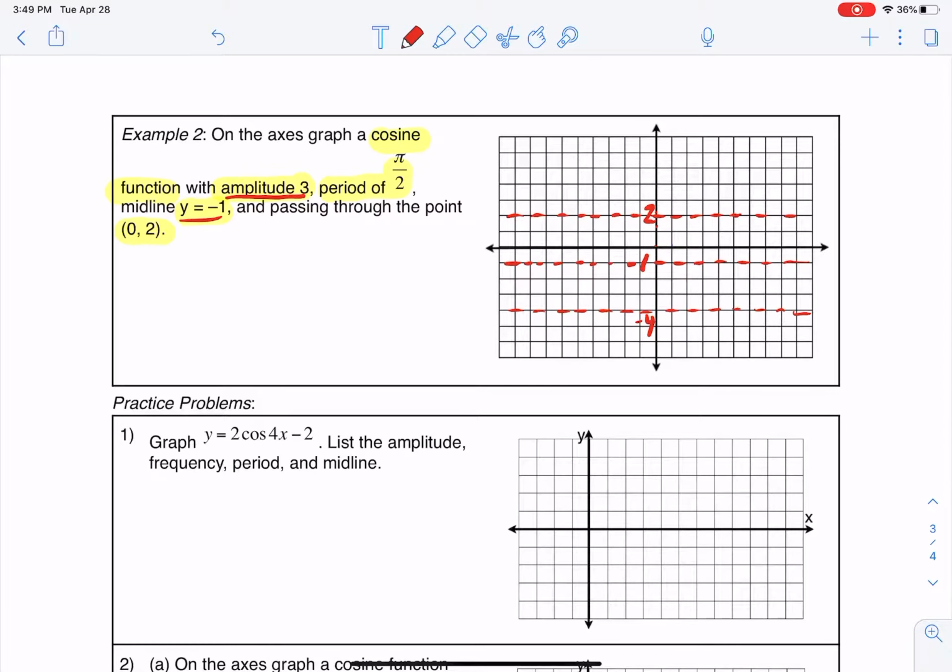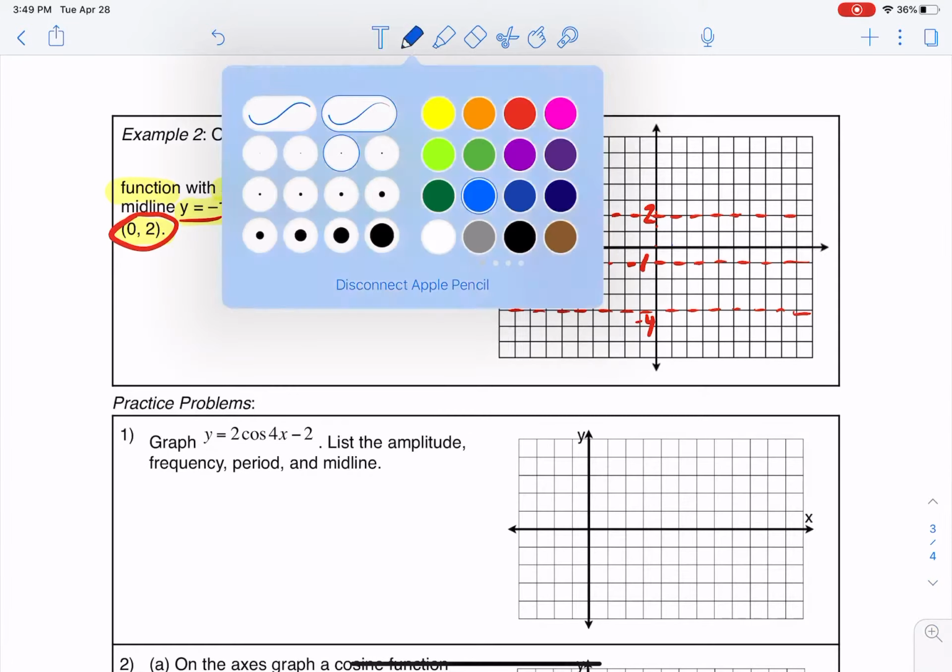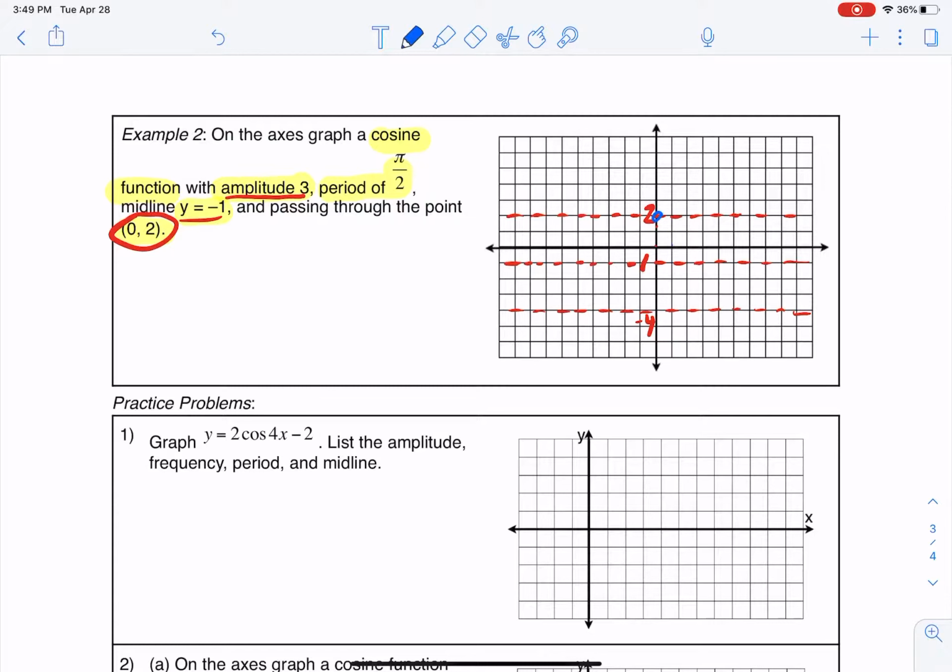Okay, we also know that that cosine function passes through the point 0, 2. So I'm going to change colors. I'm just going to plot that point for 0, 2. Another thing I know is that the period is pi over 2. So what this means is we complete one cycle in pi over 2 units.